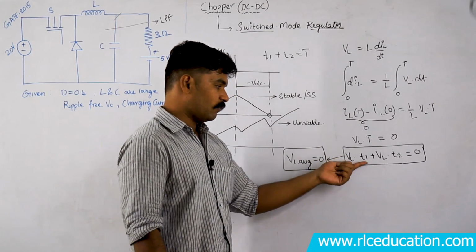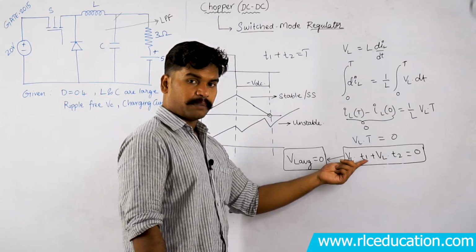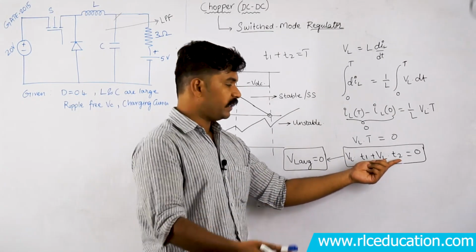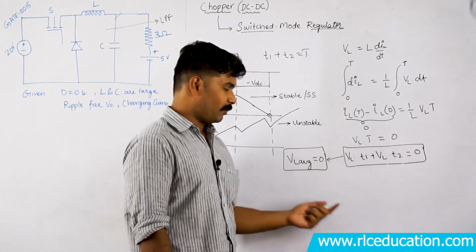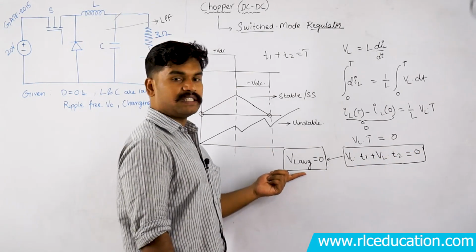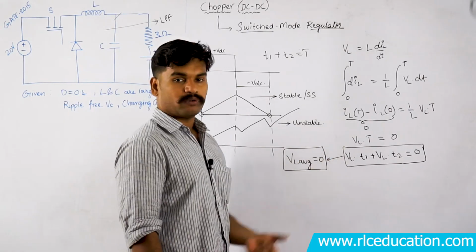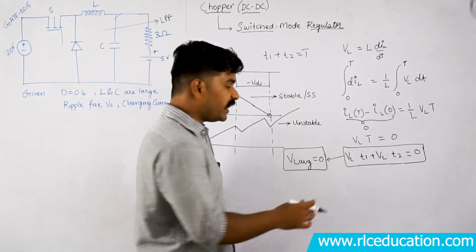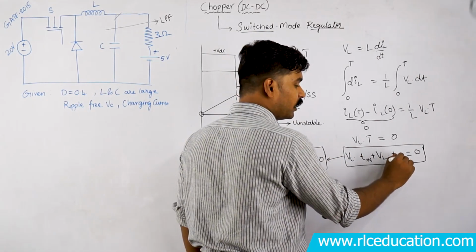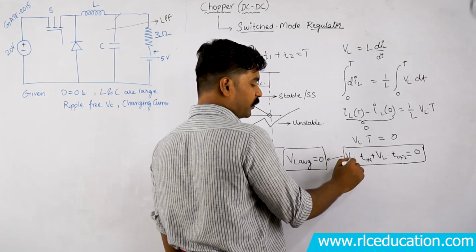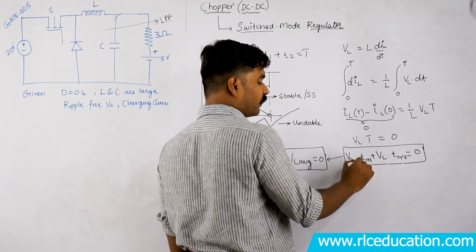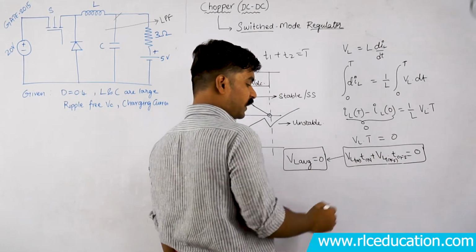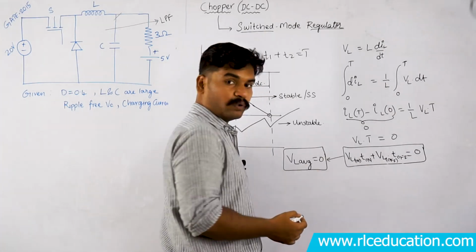VL into T1 is nothing but the volt-second in the time period T1, and VL into T2 is the volt-second in time period T2. That should be equal to 0, which means finally the average value of the voltage should be 0 for an inductor. When we talk about choppers, this T1 is nothing but T on, T2 is nothing but T off, and this VL corresponding to T on is the voltage of the inductor during on state, and likewise the voltage across the inductor during off state. So here it is voltage into time.